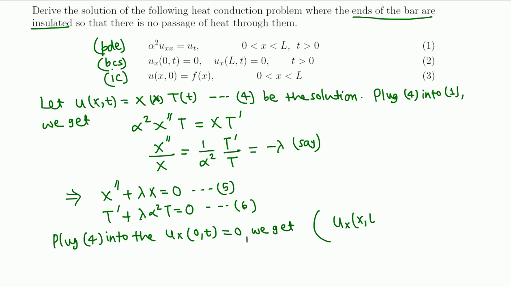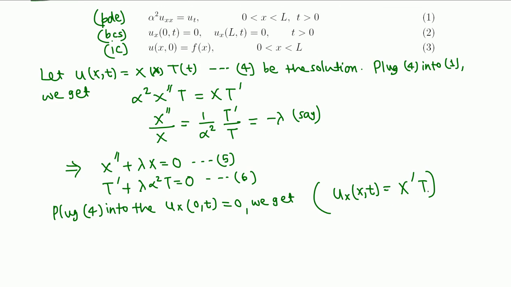So u_x, coming from 4. When we differentiate the right hand side, the partial derivative with respect to x is just a normal derivative, because these are just single variable functions: X prime T. X prime is a function of x and T is a function of t. Using this, that equals 0. So X prime at 0, T, x is 0 by the way, equals 0. Okay, so we got a product of two things equals 0.